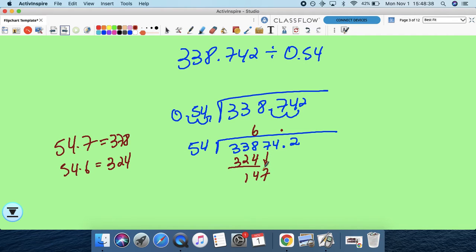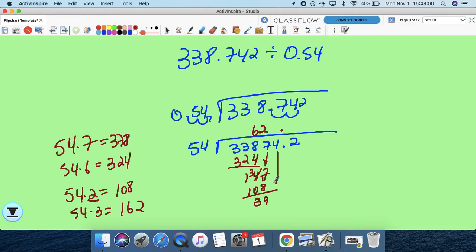Can 54 go into 147? Yeah. How many times? It's going to be 2 times. 54 times 2 is 108. If you do 54 times 3, you're going to get 162. That's too much, so we want the 2. 108. Subtract, that becomes a 3, 17, 9, 39. Bring down the 4.